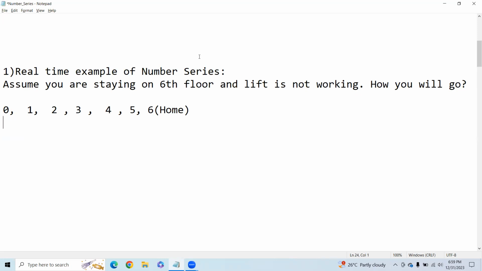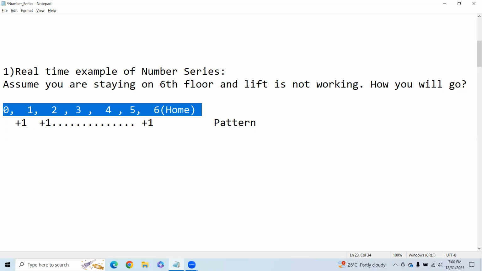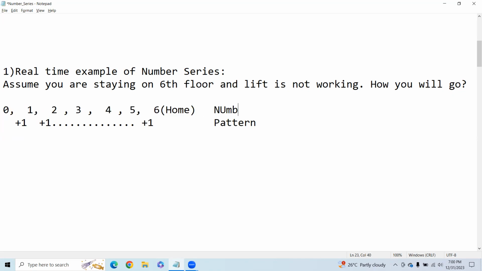So every time, do you see, you are going up by 1 floor. So can we say 0 plus 1 is 1? The same will follow for 1 plus 1 is 2. Like that, it will continue till 5 plus 1, you'll reach 6. So whatever we see, plus 1, every time you are going up by 1 floor, this is called a pattern. And this completes your journey from ground floor to 6th floor. This is called your number series.